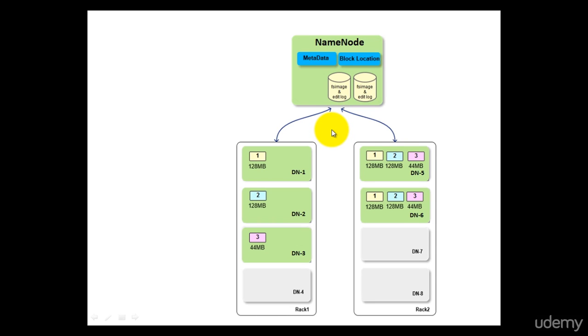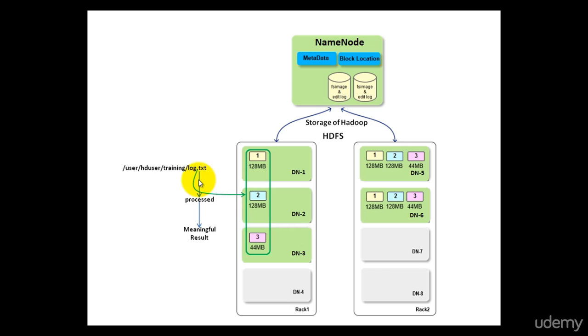In this session we will see the anatomy of MapReduce. Till now we saw the storage part of Hadoop, that is HDFS. We saw how data is divided into blocks and stored in the cluster. Now this data has to be processed to get some meaningful result from it. This is where MapReduce comes into the picture.